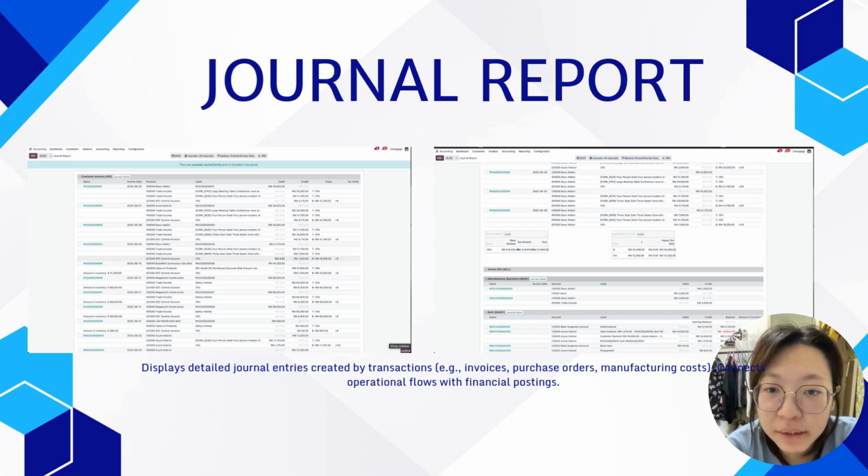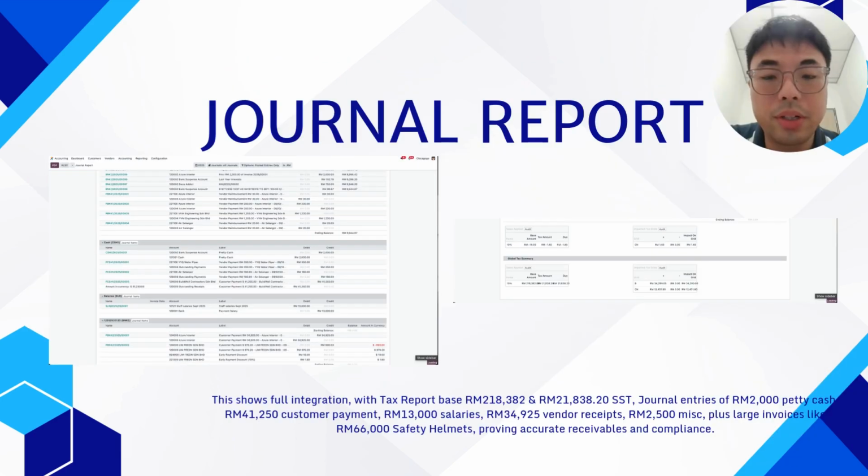The journal report displays detailed journal entries created by the transactions for the operating flow with the financial posting. This shows full integration with tax report based on 218,382 ringgit and RM 21,838.20 SST. Journal entries of RM 2,000 petty cash, RM 41,215 customer payment, RM 30,000 salary, and RM 34,935 vendor receipt.